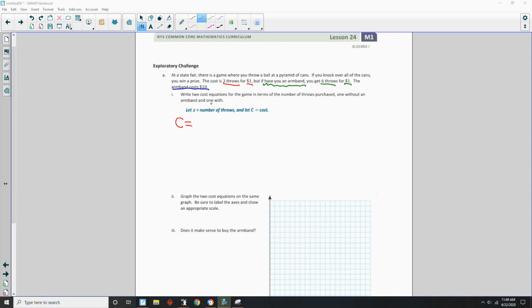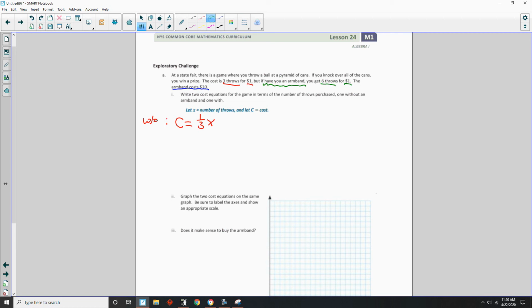Okay, so we want to figure out what we're going to use. Think of it this way: 1/3 of 3 equals 1. So if our cost is $1, then it'd be 1/3 times the number of throws to get $1. So it's 1/3 of $1, 33 1/3 cents per. When I clean this up, it would just be 1/3 X. So C equals 1/3 X. If I plug in 3, 1/3 times 3 is 1, and C is 1. And that is without armband.